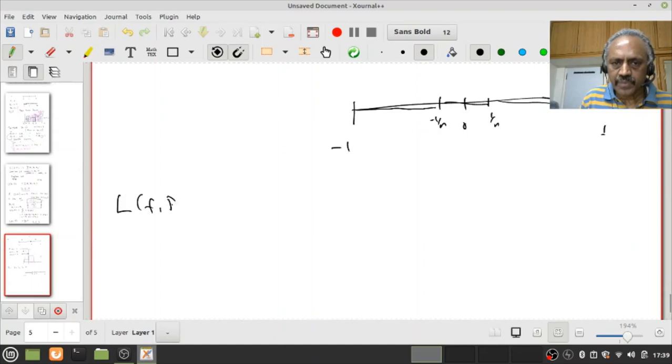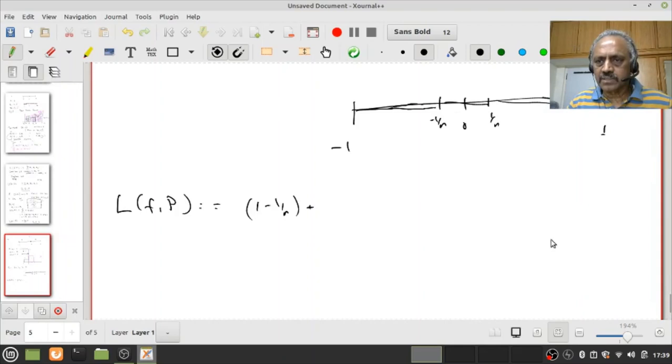Minus 1 to this, what is the length? The length is going to be 1 minus 1 by n. And what is the function? The function is a constant, namely 1. Therefore, this is it. Are you following? Yes? Right. Now let's look at the second interval.